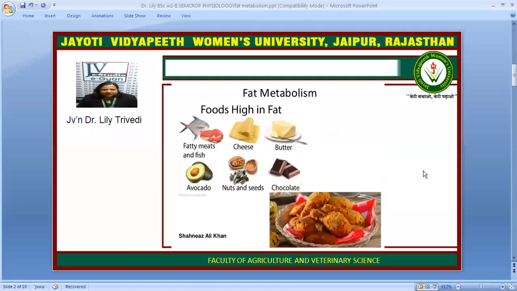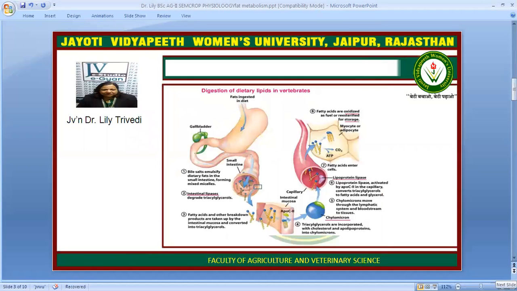For these, you can see the examples given here: cheese, butter, chocolate, butter chicken, nuts, seeds, avocado, and fatty meat and fishes. These foods have a high amount of fat in them. Now, the process of digestion of dietary lipids in vertebrates is as follows.